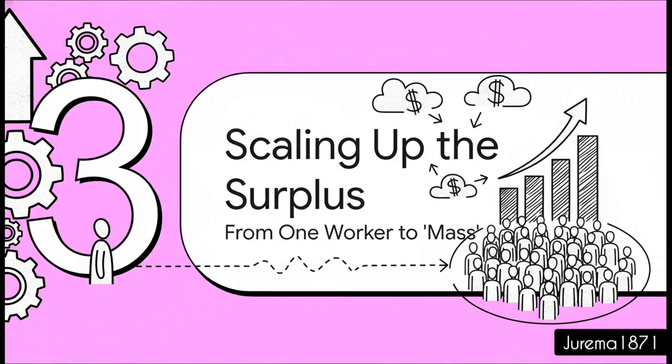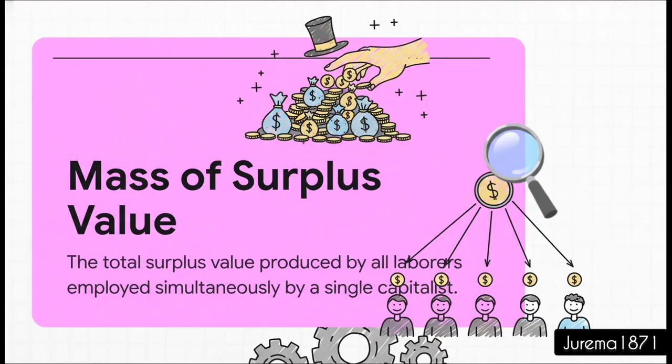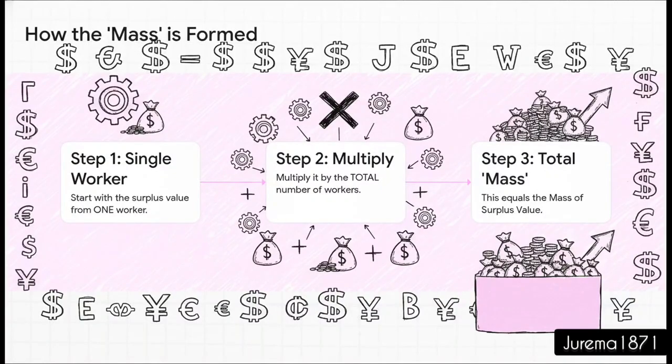Okay, so we've got it down for one worker. But what happens when you have a whole factory full of people? This is where we zoom back out and talk about the mass of surplus value. And yeah, the mass of surplus value is pretty much what it says on the tin. It's the grand total, all the little bits of surplus value from every single worker, all added up into one big pile. The way you figure it out is super straightforward. You take that surplus value created by one person, remember our 3 shillings, and you just multiply it by the number of people working. And there you have it, the total mass of surplus value.